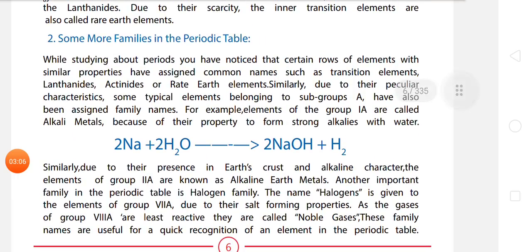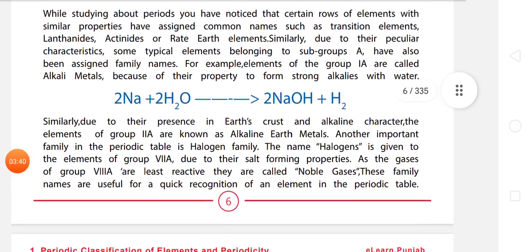Some more families in the periodic table. While studying periods, we have noticed that certain rows of elements with similar properties have been assigned common names such as transition elements, lanthanides, actinides, or rare earth elements. Similarly, due to their peculiar characteristics, some typical elements belonging to A subgroups have also been assigned family names. For example, elements of group 1A are called alkali metals because of their property to form strong alkalis with water.